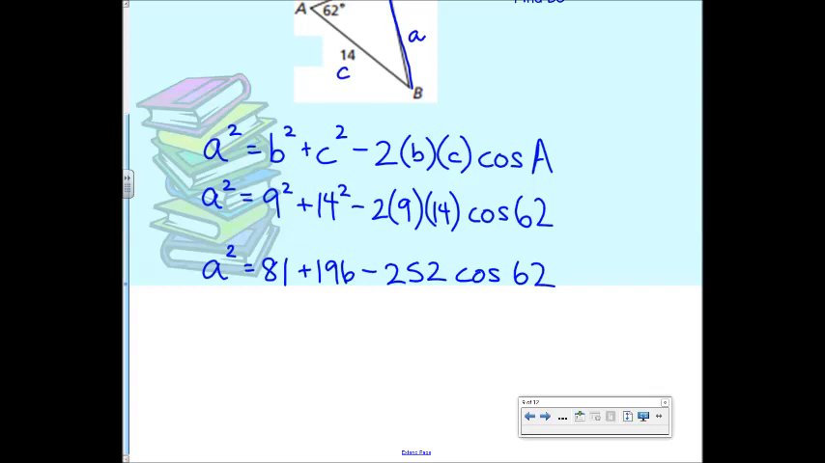So you got to do 252 times cosine 62 first. Because PEMDAS. Order of operations tells you have to do multiplication before you can do addition and subtraction. So addition of 81 plus 196, and then what's 252 times cosine 62? I got 118. 118.3? Okay, and then what's 81 plus 196? 277. And then 277 minus 118.3?